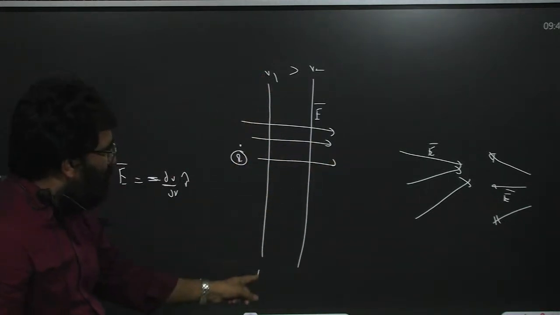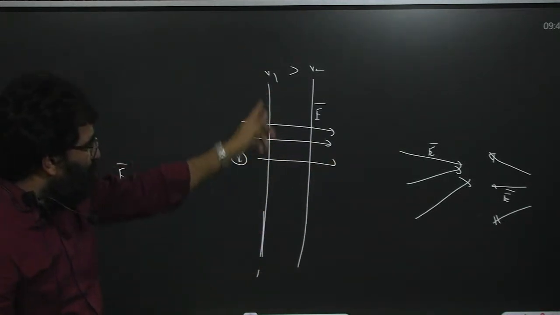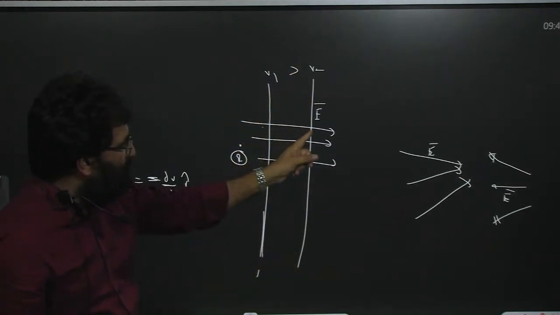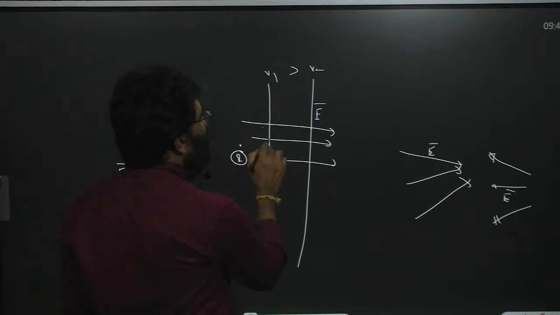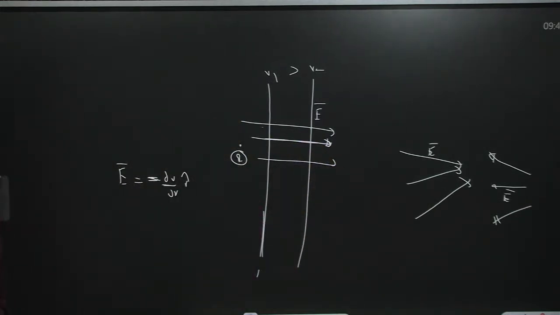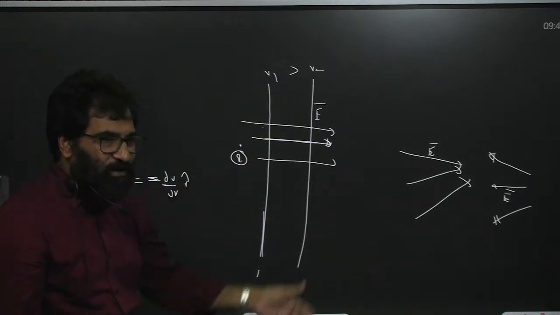This surface is called an equipotential surface or plane. This is also an equipotential plane. This potential is different, this potential is different. When we move along the field line direction, potential will decrease.